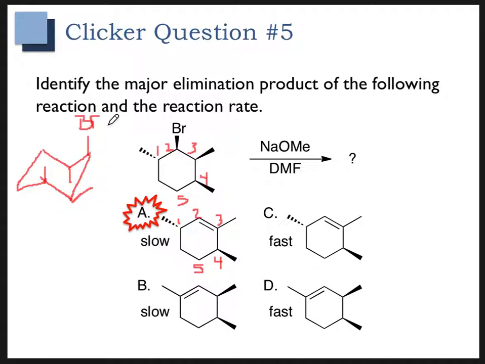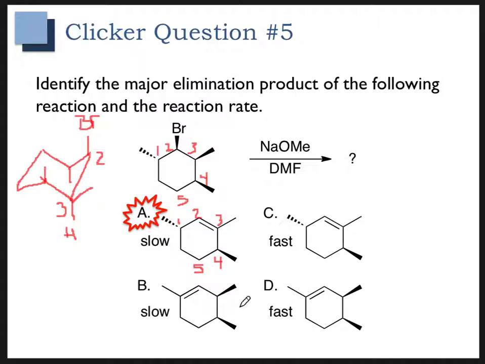So if we look at this bromine, we have to figure out where our beta hydrogens are. Okay, there's a methyl group blocking this axial beta position. So the hydrogen down here is the one that's going to be eliminated. And so this is carbon 3. So our double bond is going to form between carbons 2 and 3. And that's what we see here, carbon 2 and carbon 3.